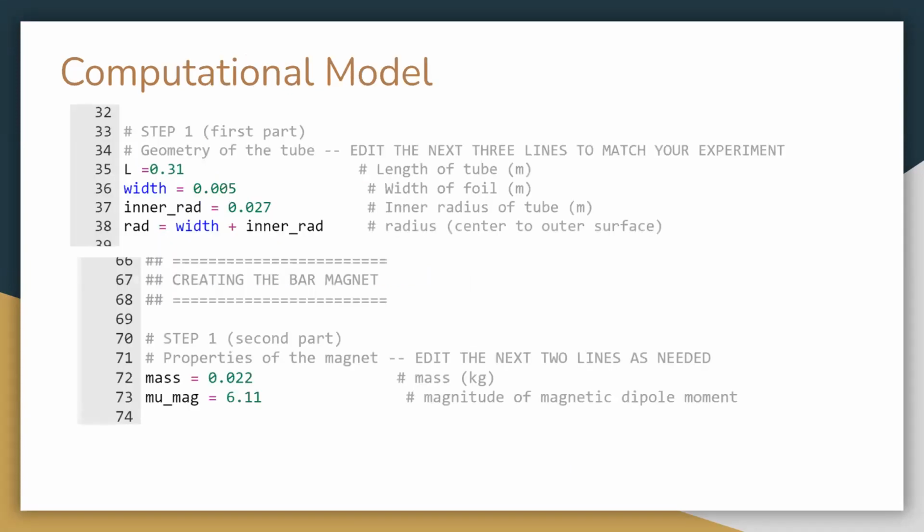Now, my computational model. When making my computational model, I took the initial code written by Professor Alessay, and then I altered it. I put in my necessary values like length, width, internal radius, as well as the mass of my magnet, which was 0.022 kilograms. I wasn't able to find the bar magnet that I used in lab 3, so I had to calculate the magnetic dipole moment for a different bar magnet, which was 6.11 joules per Tesla.